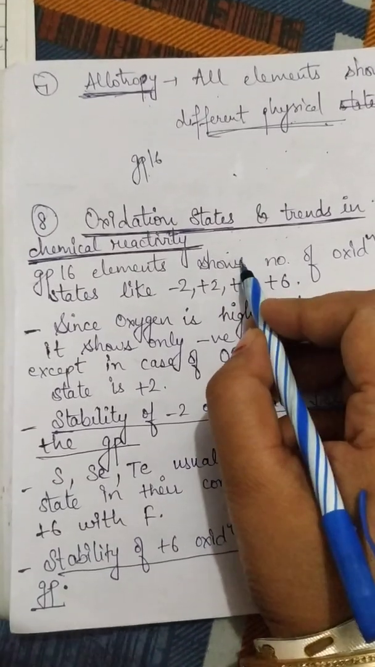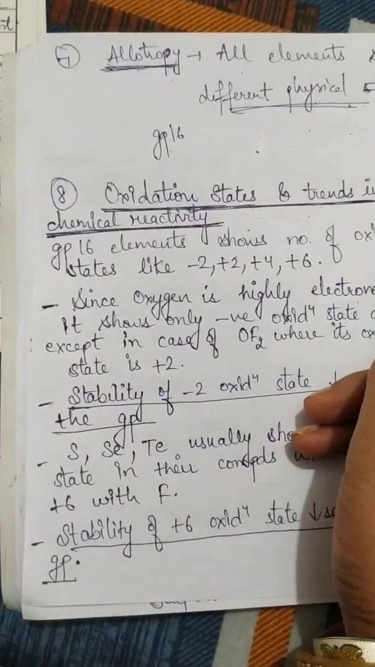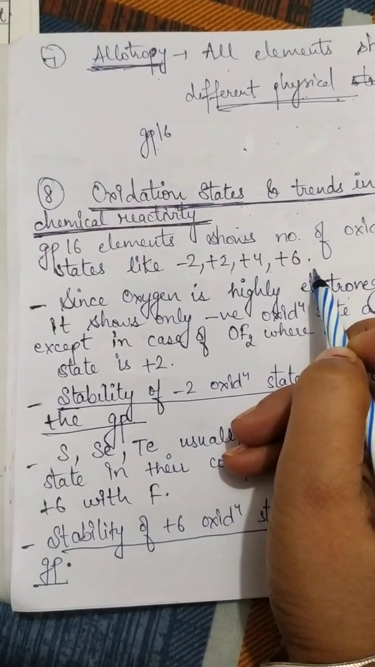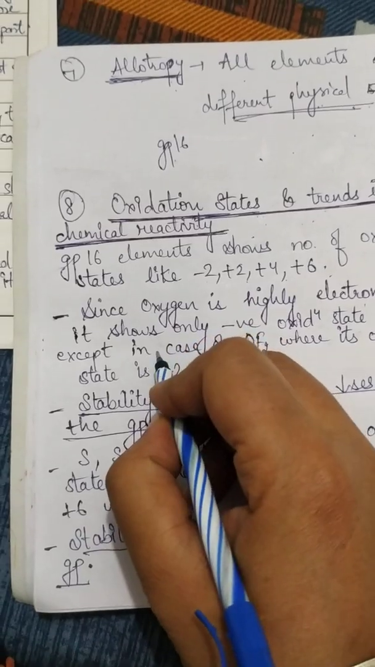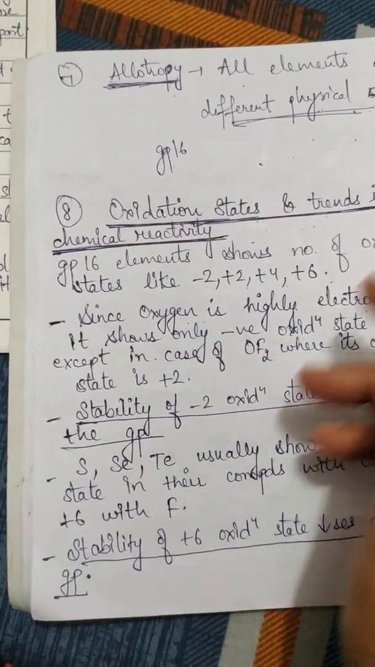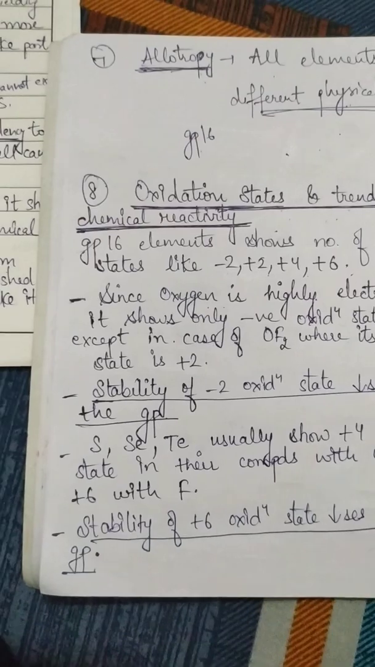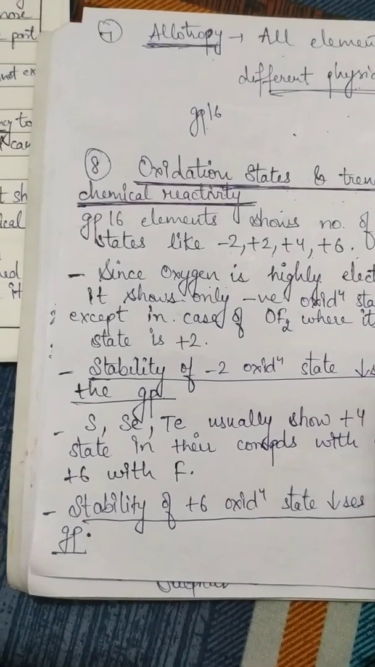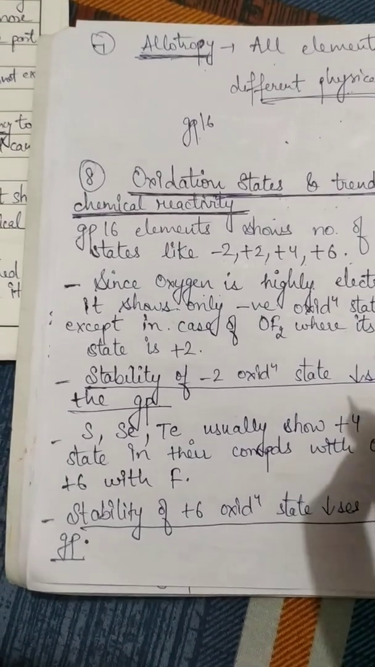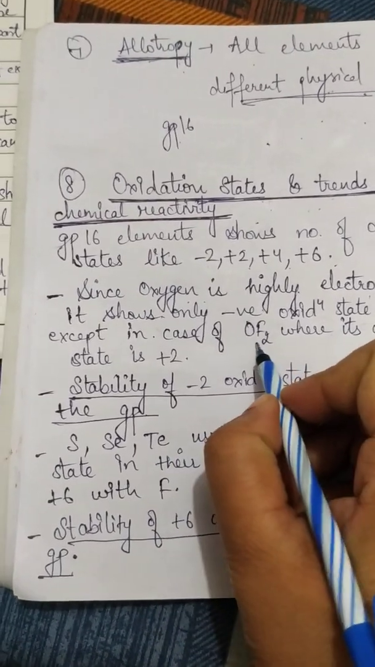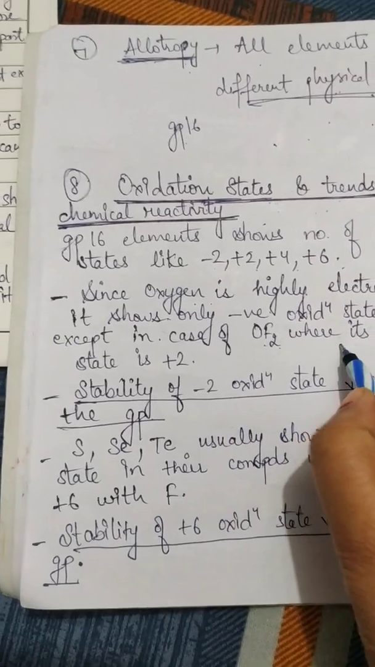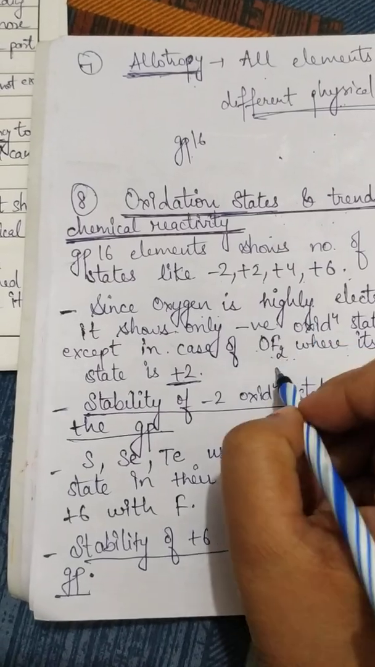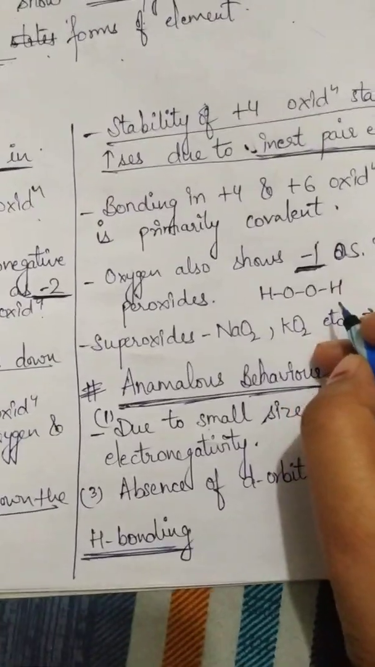Now group 16 elements show a number of oxidation states. It can be -2, +2, +4 and +6. But as we have done, oxygen is the second most electronegative atom, so it mostly shows the negative oxidation state, that is -2. But in some of its compounds, when oxygen forms bonds with fluorine, it shows oxidation state +2. Example, in OF2, oxygen shows oxidation state of +2.